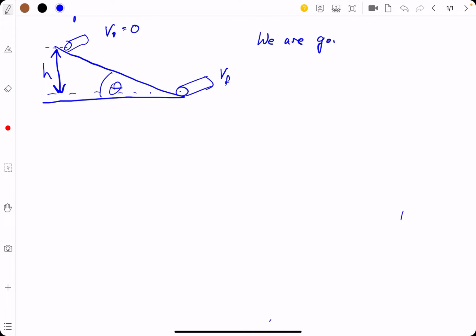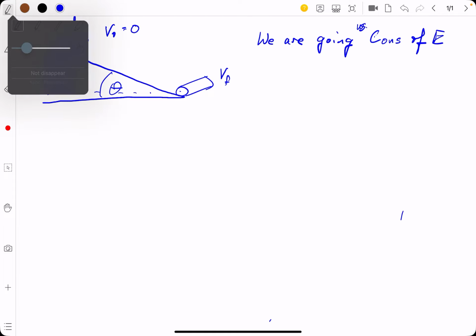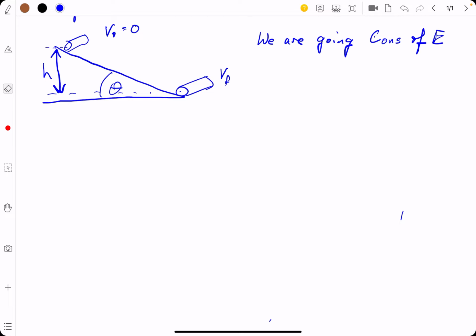So this is part of the conservation of energy that I was talking about earlier. We're going to use conservation of energy to find out what V final is. Conservation of energy means E final is equal to E initial. Our initial total energy is the mass of our object times gravity times h, keeping it easy.